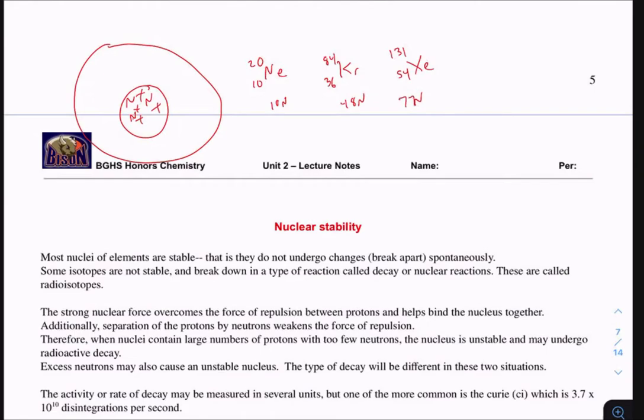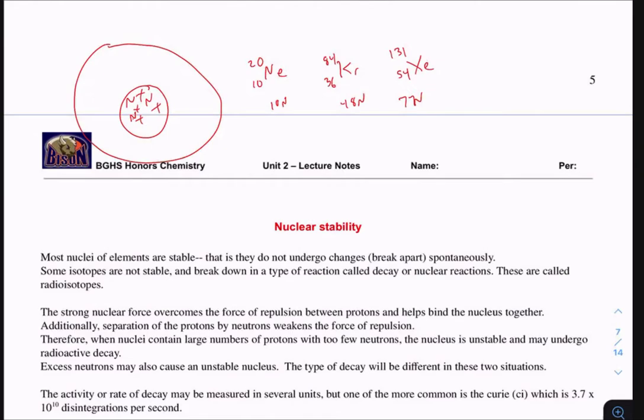Based on these 3 examples, what can you tell me about elements as their atomic number increases? What can you tell me about them? More neutrons than protons. Yes. The larger the atomic number, the more neutrons are observed. Okay? And so this is because when you have a small number of protons, it's easy to just stick neutrons in between to make sure the protons don't touch. But you start increasing the number of protons, all of a sudden there's more and more angles to which protons can be near each other.